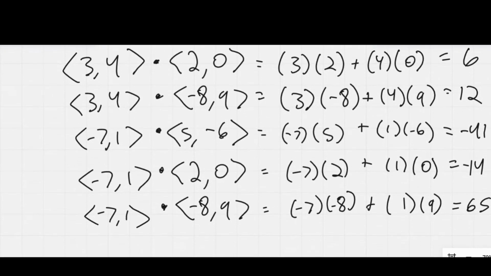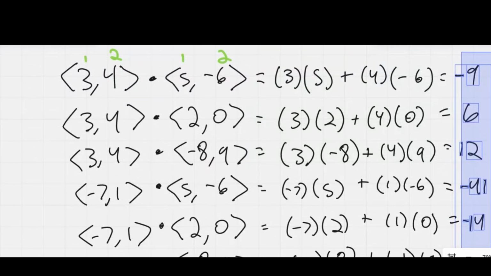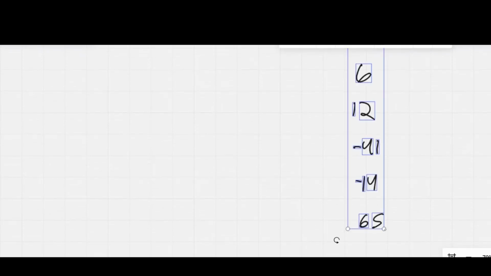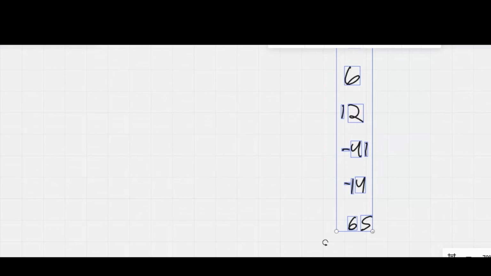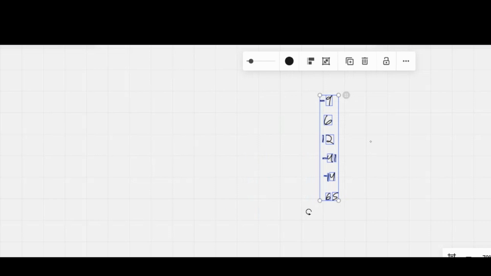So let me take all of these values and copy them, and we're going to bring them down over here. Now we know from the fact that we are multiplying a 2 by 2 matrix by a 2 by 3 matrix that the resulting matrix is going to be a 2 by 3 matrix.